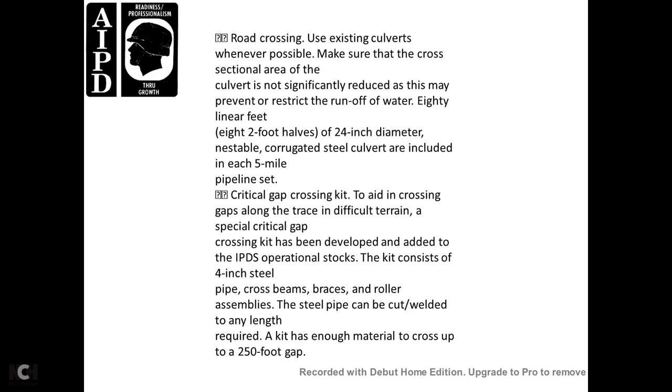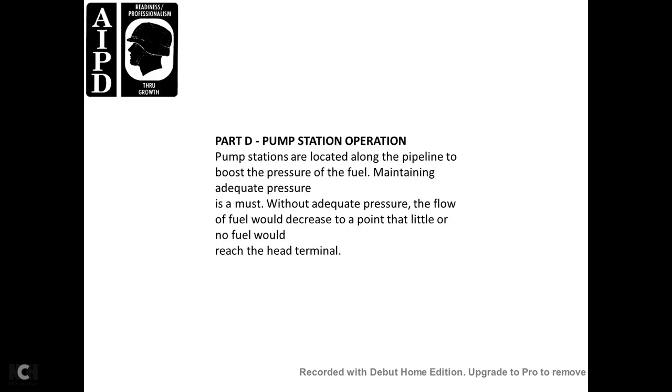Critical gap crossing kit. To aid in crossing gaps along the trace in difficult terrain, a special critical gap crossing kit has been developed and added to the Inland Petroleum Distribution System operational stock. The kit includes steel pipe, cross beams, braces, and roller assemblies. Steel pipe can be cut and welded to any length required. A kit has enough material to cross a 250-foot gap.